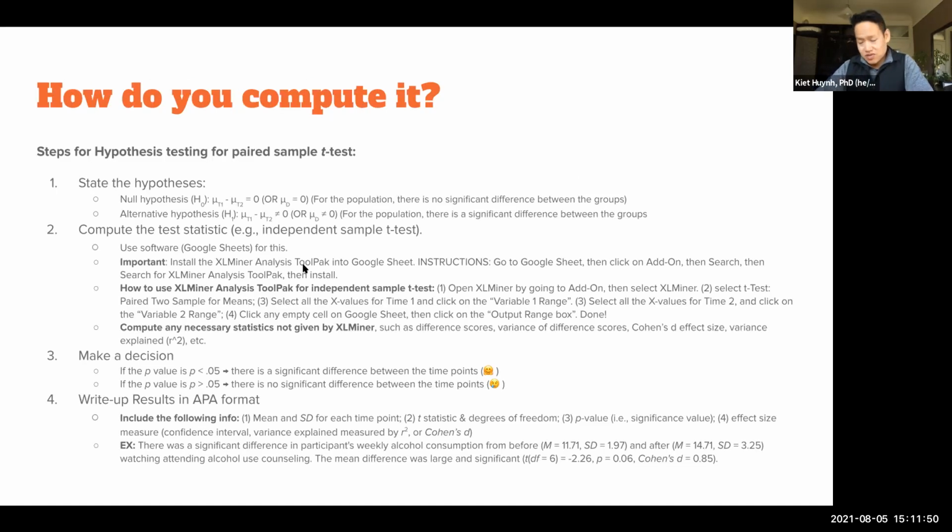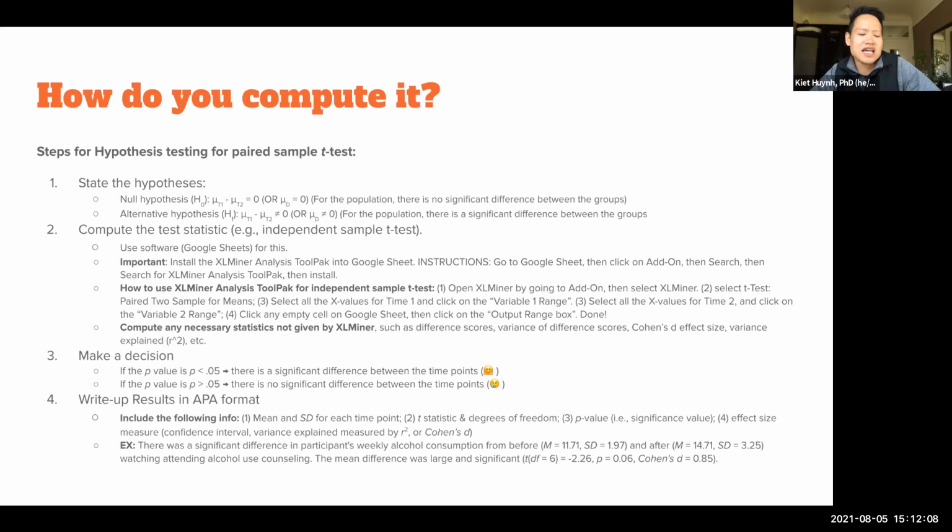Right, so last week we learned about hypothesis testing for conducting an independent sample t-test. But this week we're going to apply the same framework to learn about hypothesis testing for the paired sample t-test. So we have the same 4 steps here.